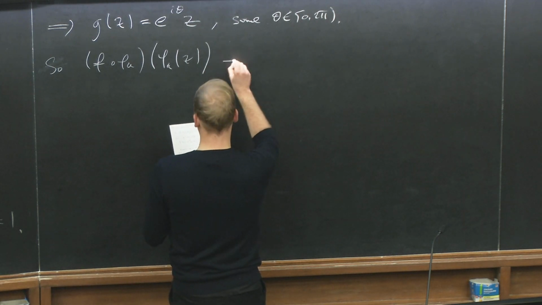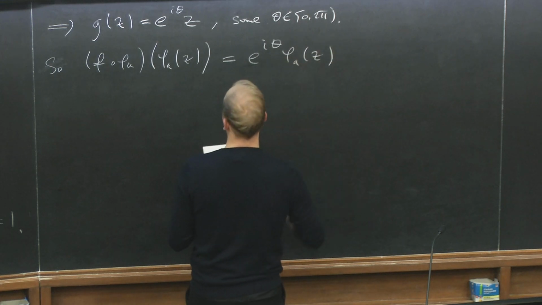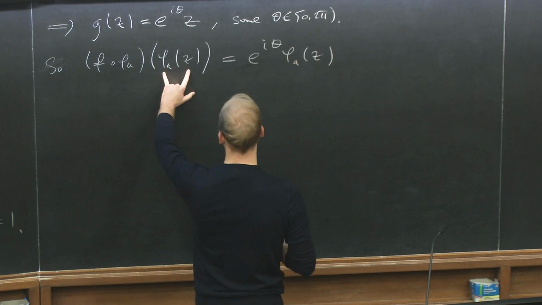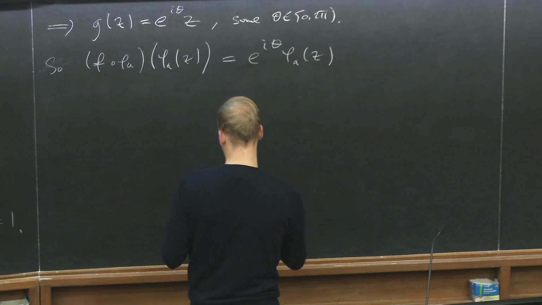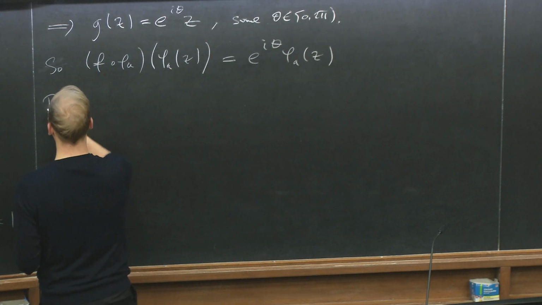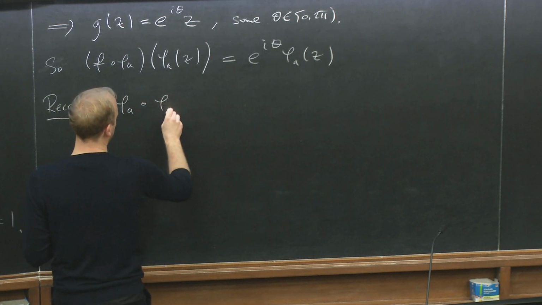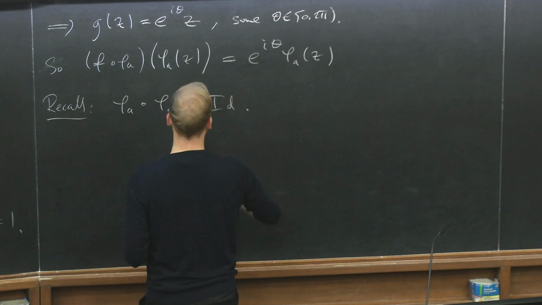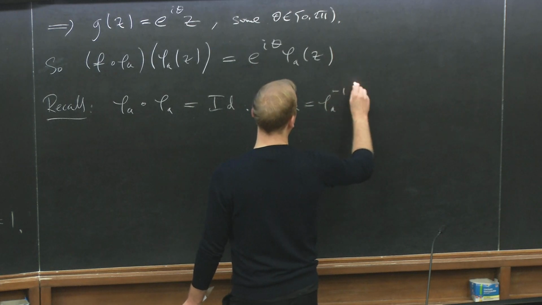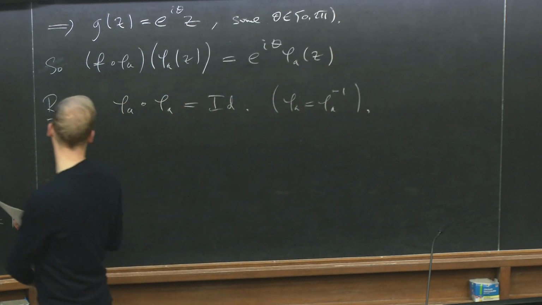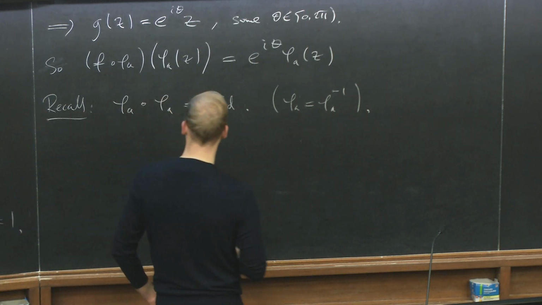Of phi a of z is equal to e to the i theta phi a of z. So I put, in the argument, phi a of z, which is equal to this. On the other hand, recall that we saw last time that phi a was actually its own inverse. Phi a was equal to phi a inverse. This we used to prove the lemma. So if you don't remember this, you can go back to the last lecture, to the notes.